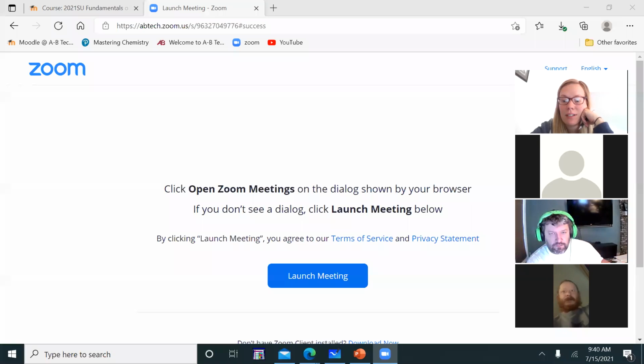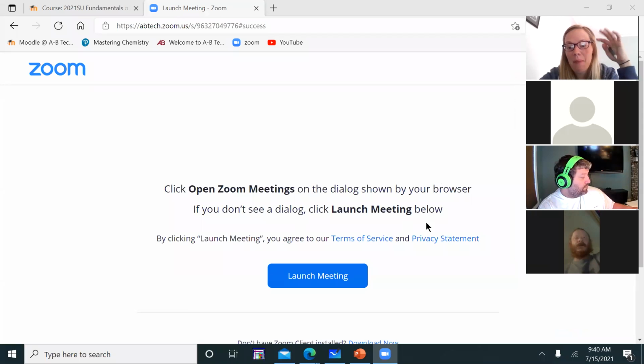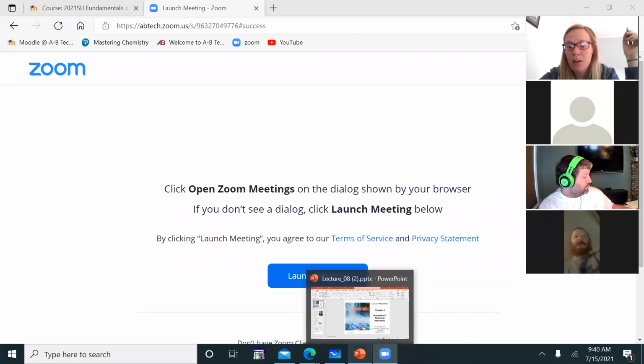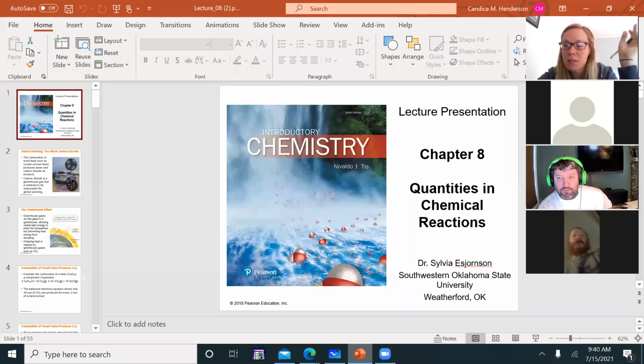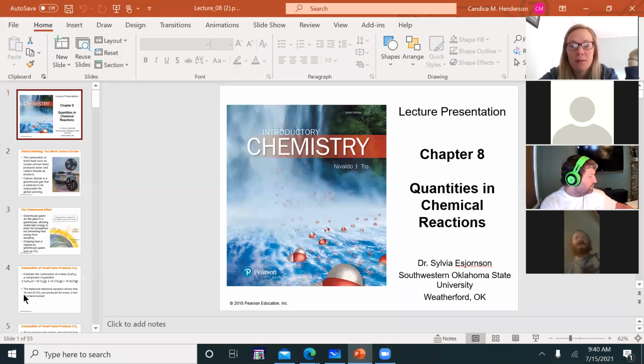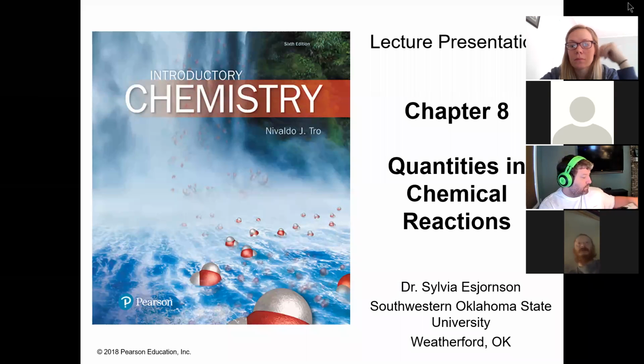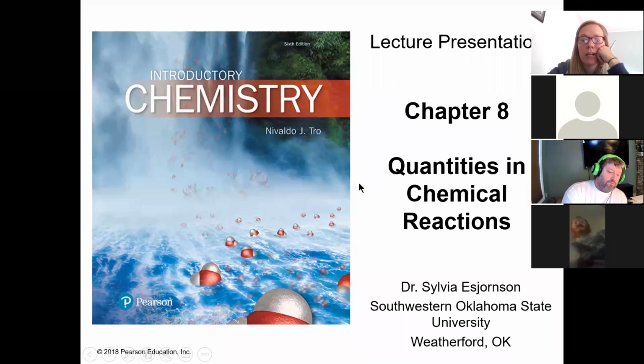So this next chapter is going to be pretty much combining the last 2 chapters into one big amalgamation. We had all those calculations where we were talking about grams to moles to grams, and then we spent a bunch of time balancing equations. Well, now we're going to look at how a balanced equation is actually also a molar relationship. So chapter 8, quantities in chemical reactions.